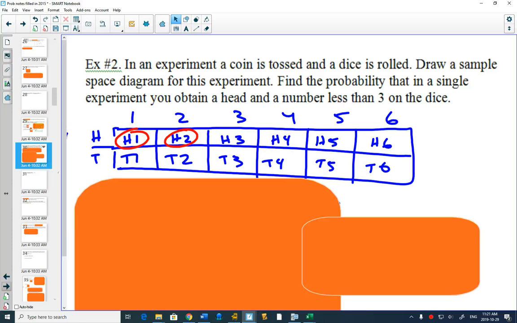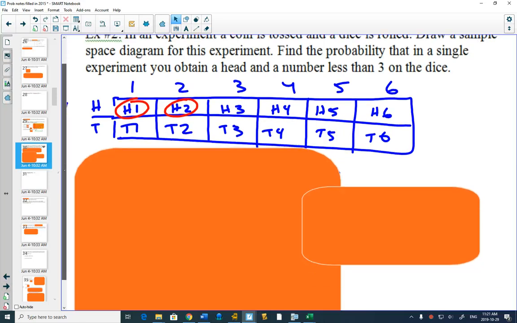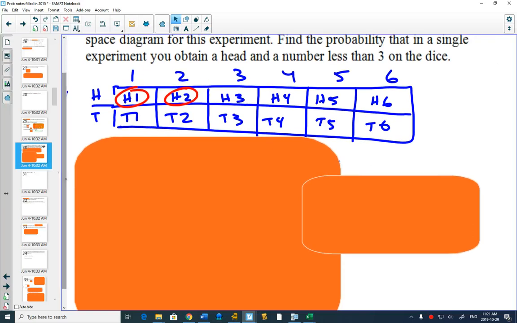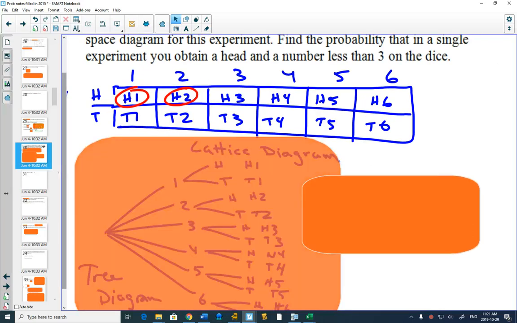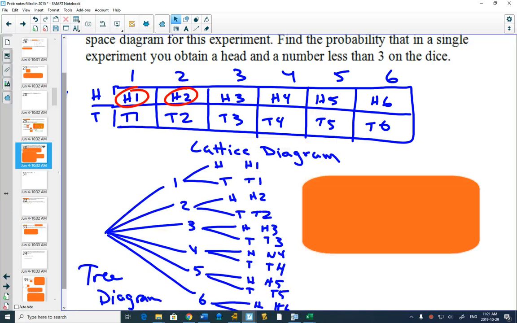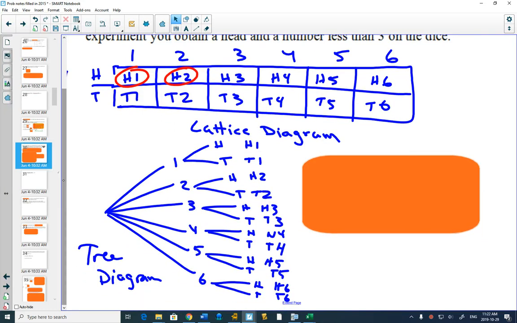If we set up that chart and have the complete sample space, less than 3 and heads are circled in red. So our probability would be 2 out of 12. This is one way that we can show our sample space. We could also show our sample space with a tree diagram.